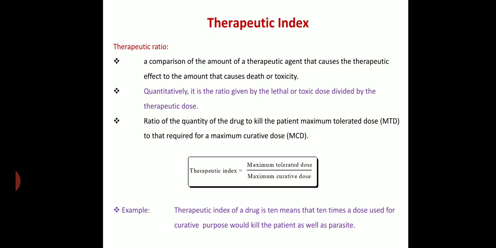The therapeutic index is the MTD to the MCD. For example, if the therapeutic index of a drug is 10, it means that 10 times the dose used for curative purpose would kill the patient as well as the parasite.